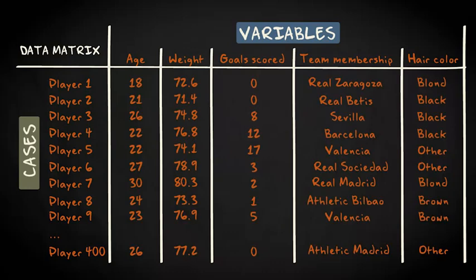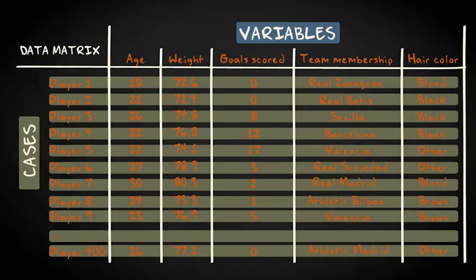This is such a data matrix. The data matrix is the core element of every statistical study. It is nothing more than an overview of all your cases and variables. The cases are displayed in the rows. They range from player 1 to player 400. You can see that no names are displayed, which means that the names are anonymized here.